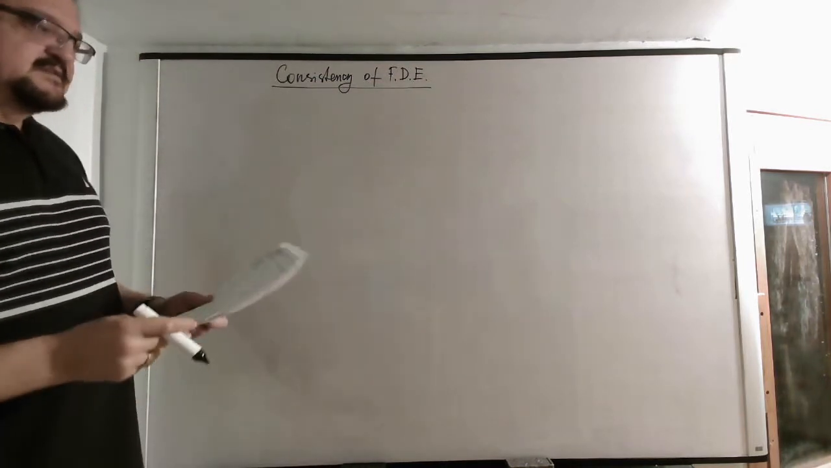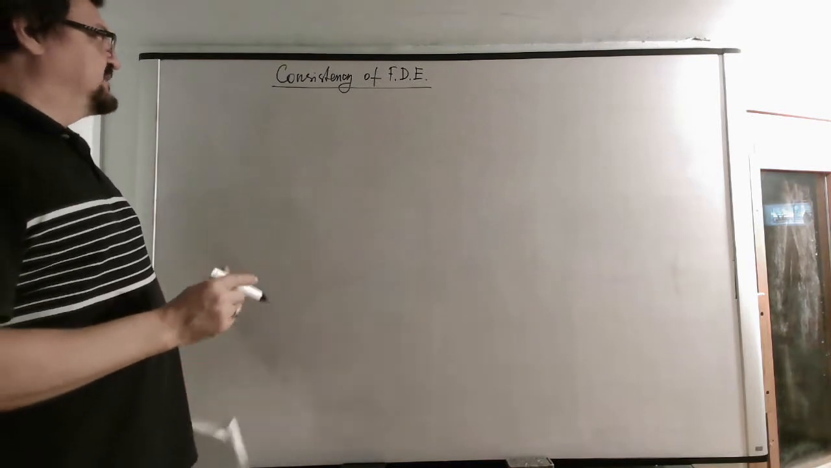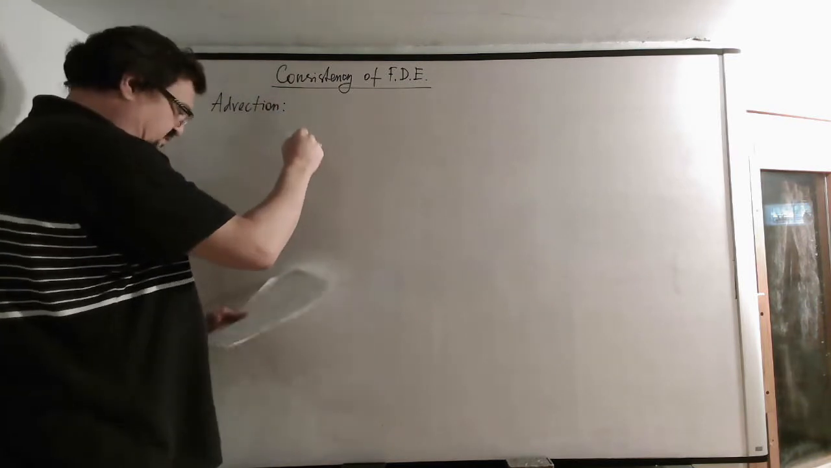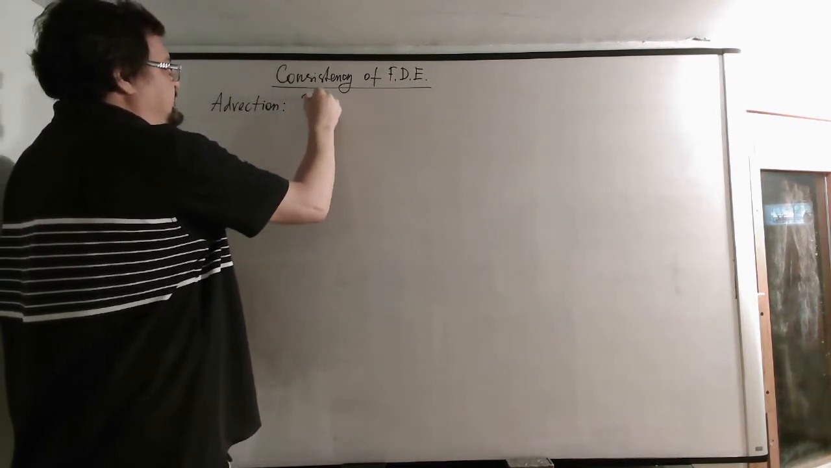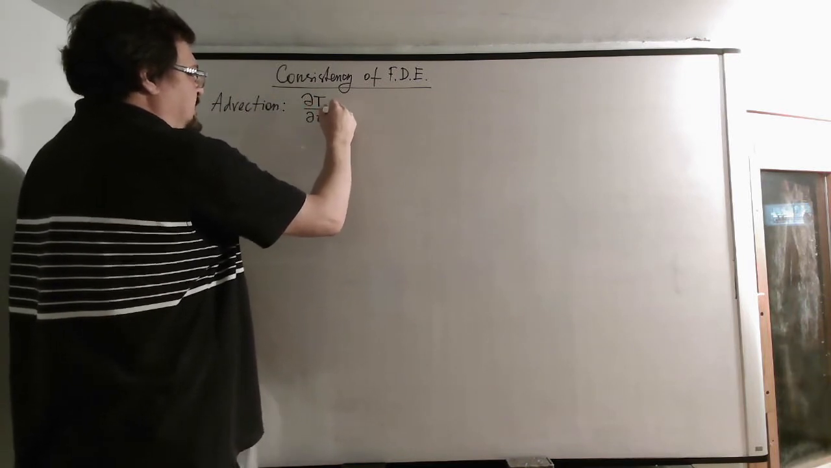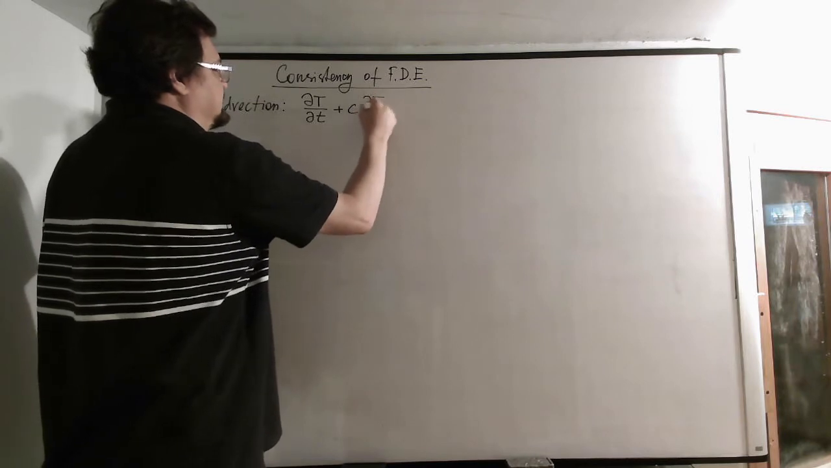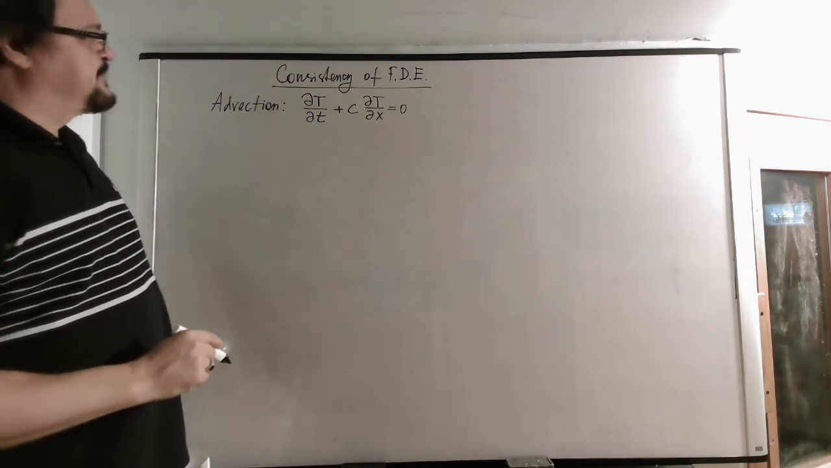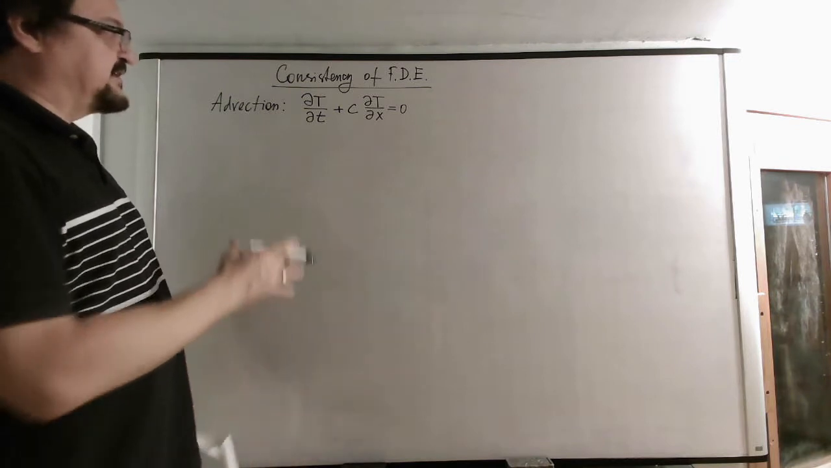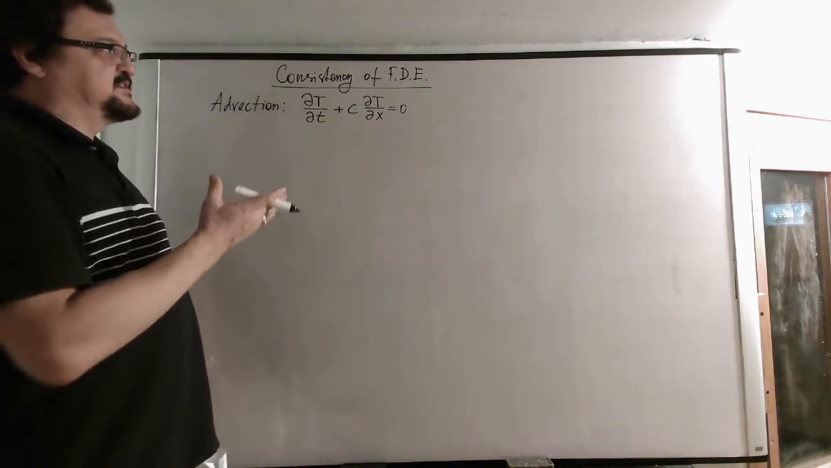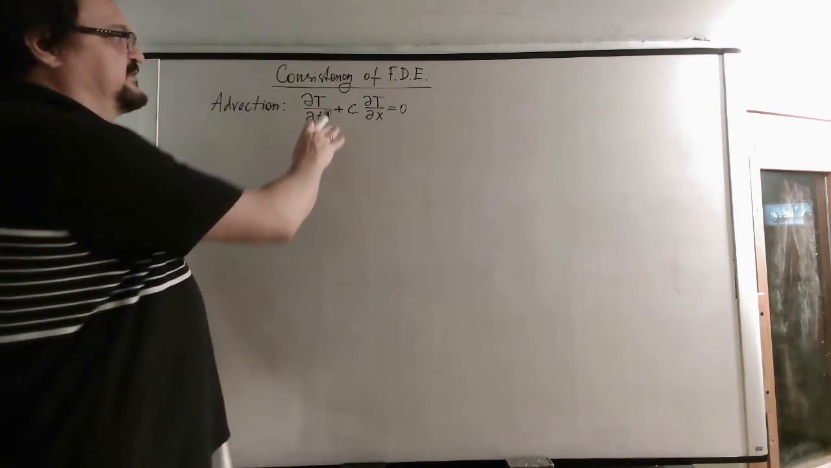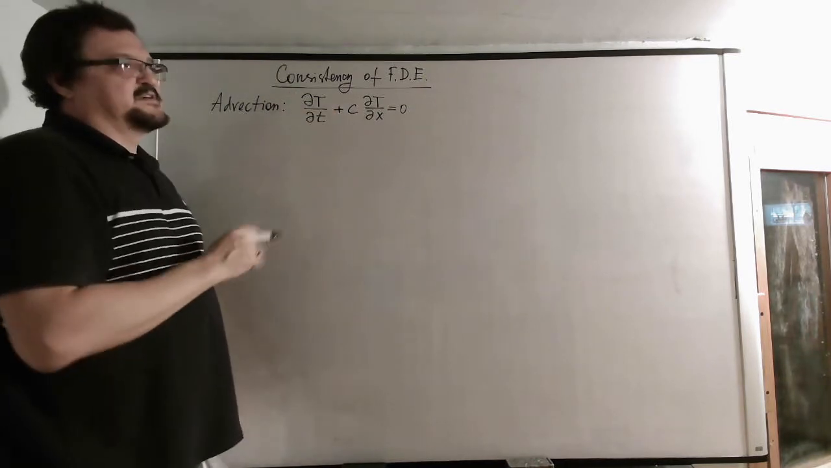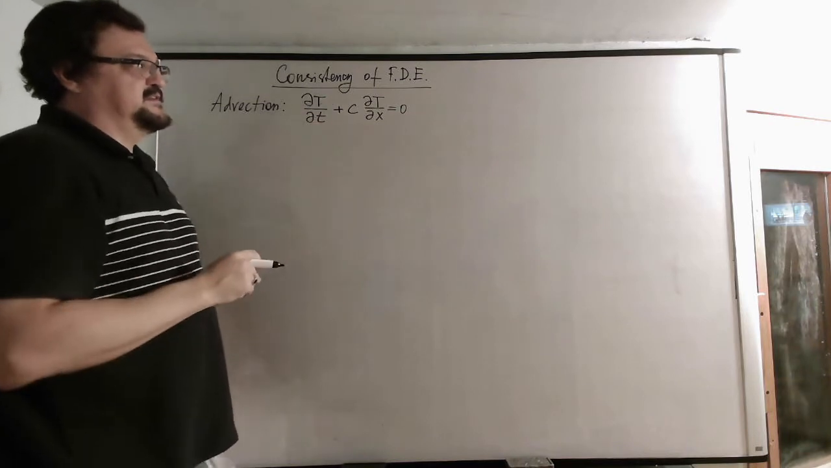The best way is just to consider an example. Let's consider the linear advection equation, where we advect temperature: dT/dt plus c dT/dx equals 0. So we just transport temperature along the x-axis in time. This is a hyperbolic equation, so it has two sets of characteristics. One set is moving to the right with velocity c, and one is moving to the left with velocity minus c. In this case it's only right movers, because there is a plus sign here.